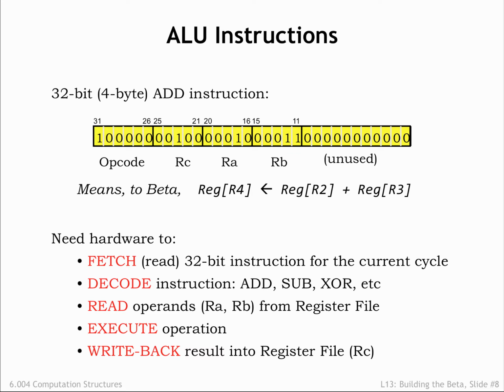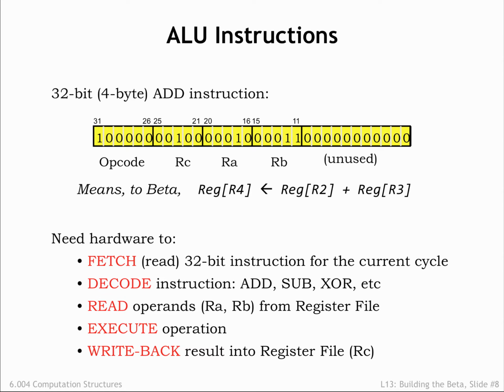Execute, where the requested operation is performed on the two operand values. We'll also need to compute the next value for the PC. And write back, where the result of the operation is written to the register file in the register specified by the RC field, instruction bits 25 to 21. The system's clock signal is connected to the register file and the PC register. At the rising edge of the clock, the new values computed during the execute phase are written to these registers.